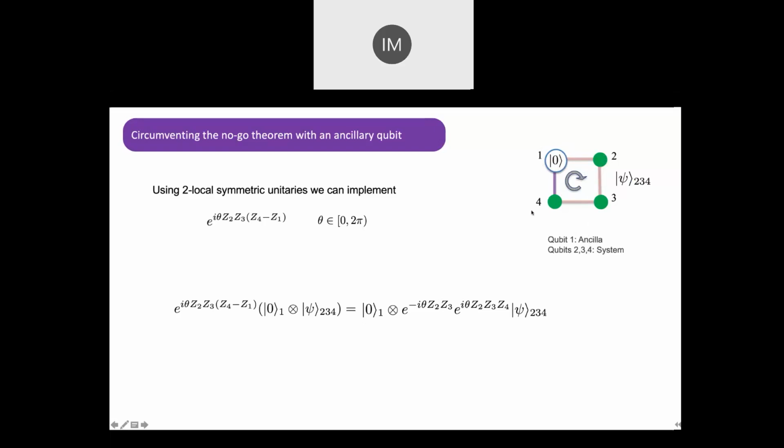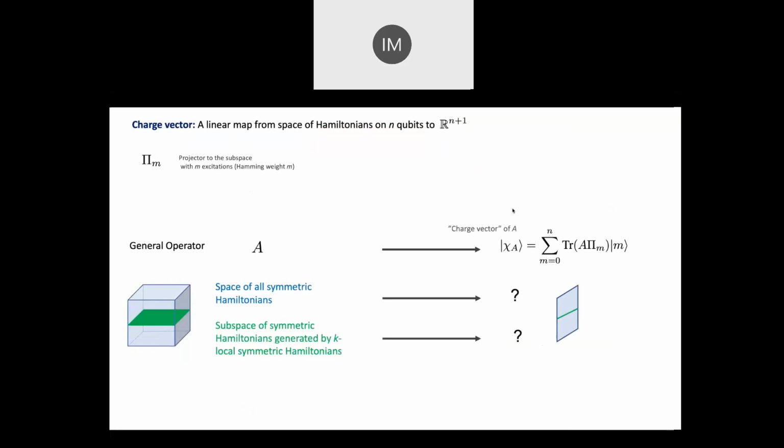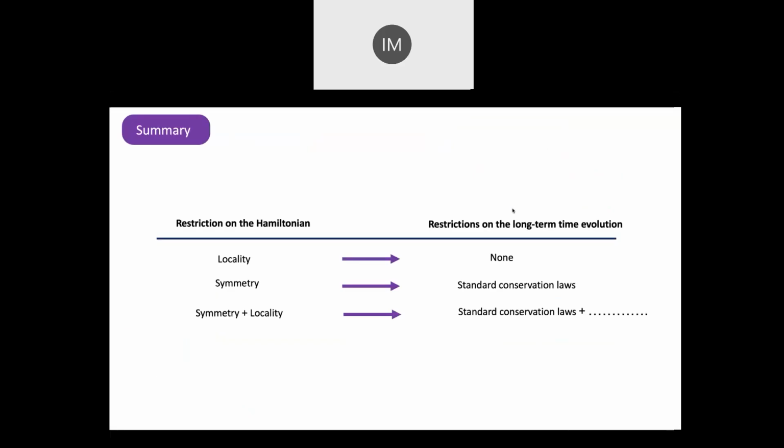Okay, let me skip this and go back to the summary. So, summary, we started with this standard universality result, which basically implies that if the Hamiltonian is local, it can be written as a sum of local terms, then there is no restriction on long-term time evolution of the system.